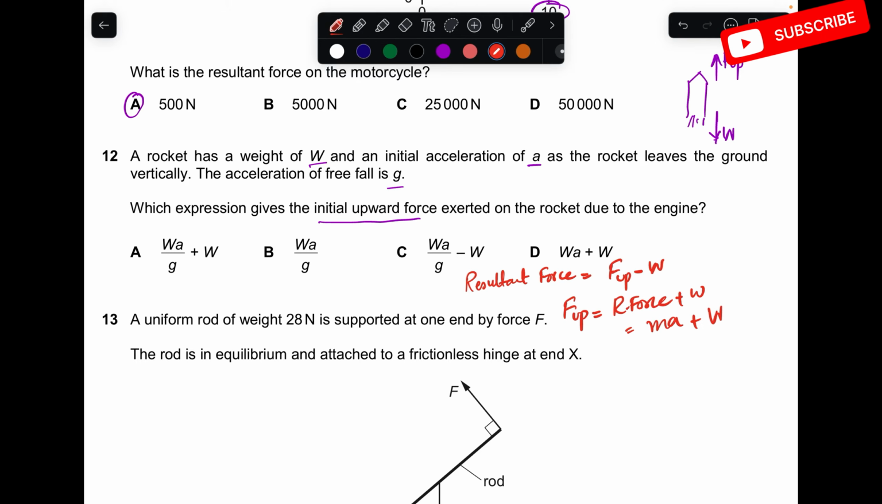Which option do we have? A is the form that we are looking for. We can write m, as m is mass, as weight divided by g. Remember, weight is equal to mg. So you can change this to W over g. This is A plus W. That is the F up. Look, it's option A.